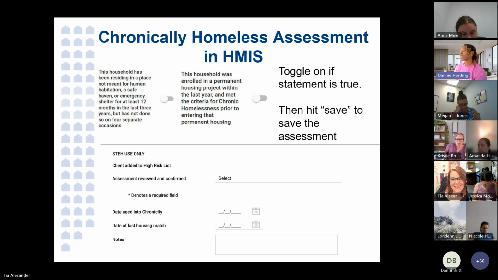If the household has been residing in a literal homeless location for at least 12 months in the last 3 years, but have fewer than 4 instances and more than 1 continuous. Or if the household was enrolled in a permanent housing program within the last year and met criteria for chronic homelessness when enrolled in that program.